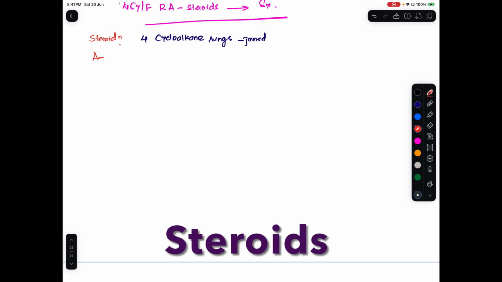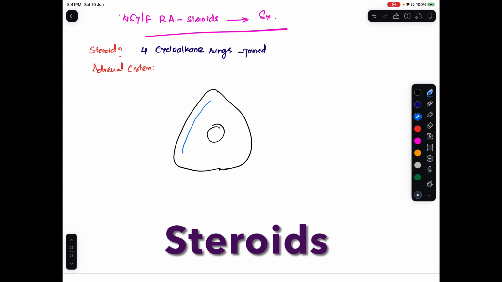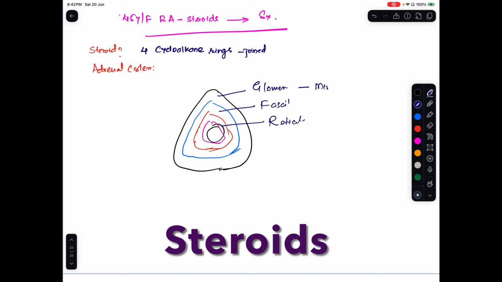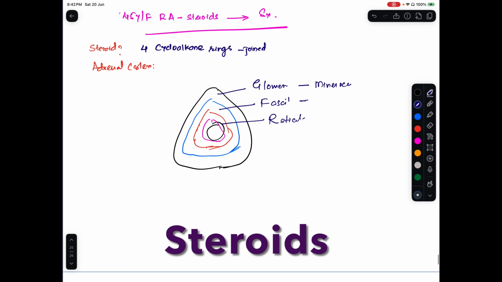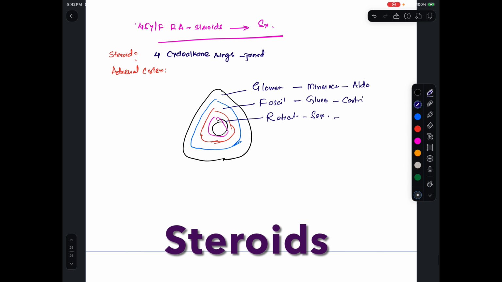Then, what are the layers of the adrenal cortex? Just remember, this is the cortex and central medulla. The cortex has 3 layers: outermost layer, then middle layer, then inner layer. To remember this, outer is G, middle is F, innermost is R, GFR. Glomerulosa, fasciculata, reticularis. Glomerulosa secretes mineralocorticoids, fasciculata secretes cortisol, glucocorticoids, and reticularis secretes sex hormones. Mineralocorticoid is aldosterone, this is cortisol, and these are the sex hormones.